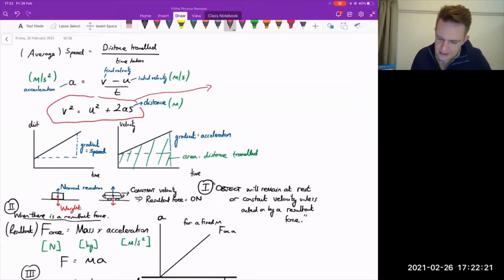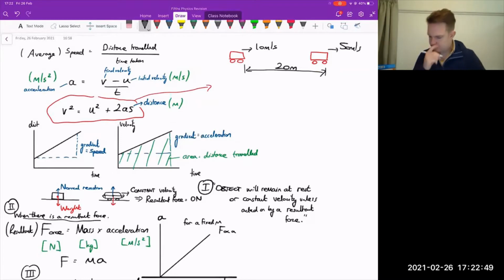So just to tell you how you might use it, if you had a situation where I gave you an initial speed, 10 meters per second, and a final speed as well, let's say 50 meters per second, and then told you what distance the car had traveled, they'd done that in 20 meters. And then I said, what's the acceleration?